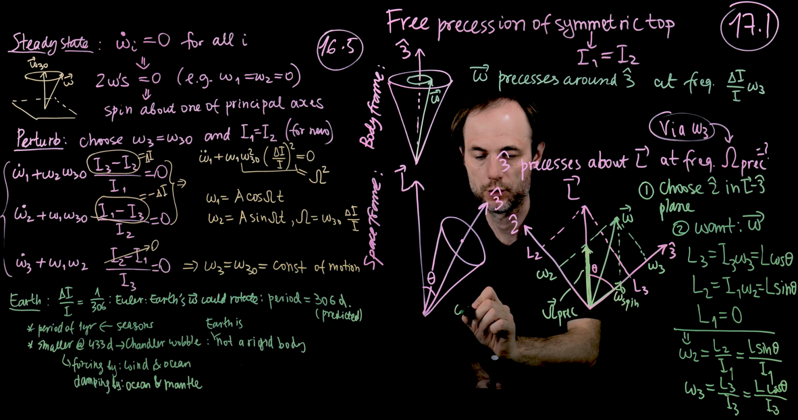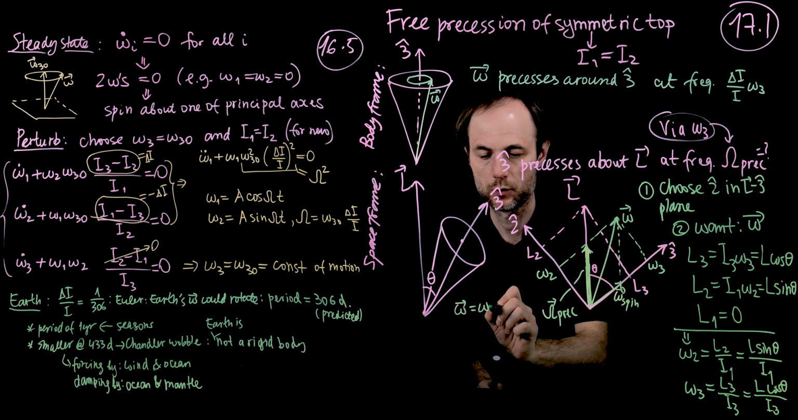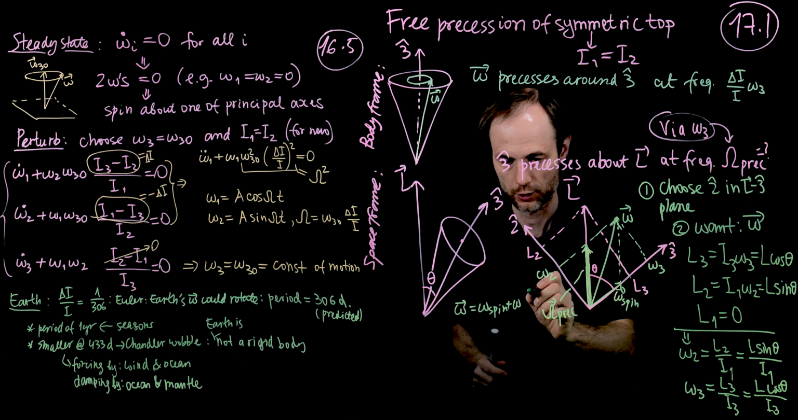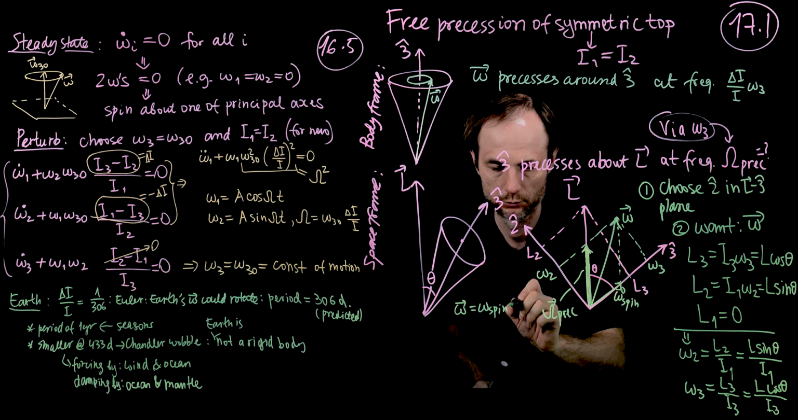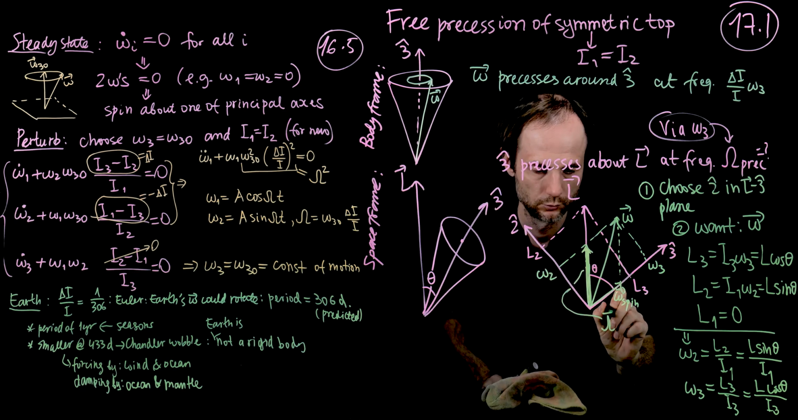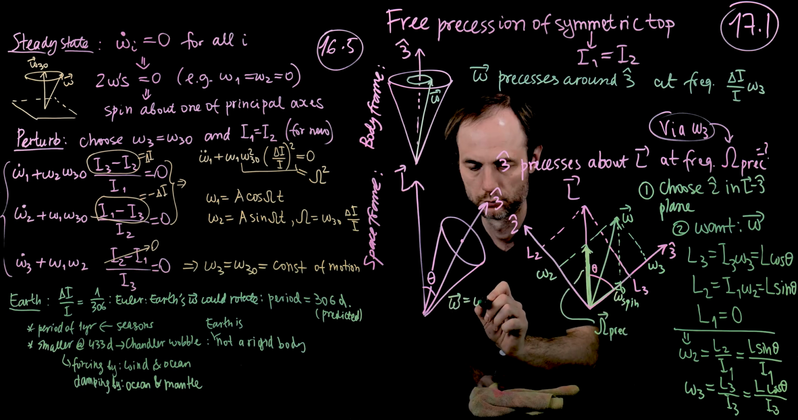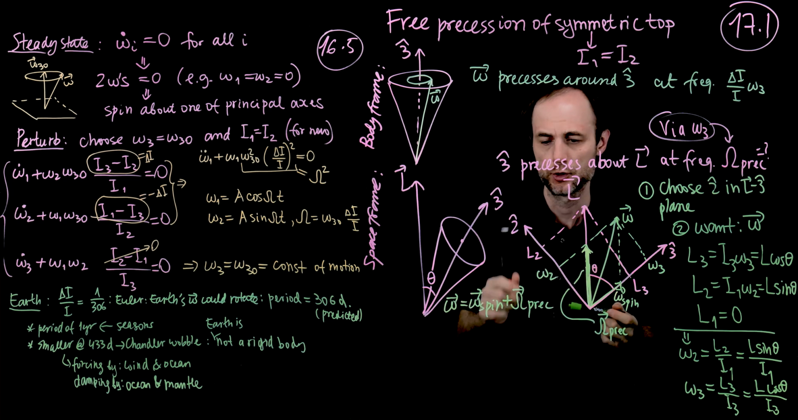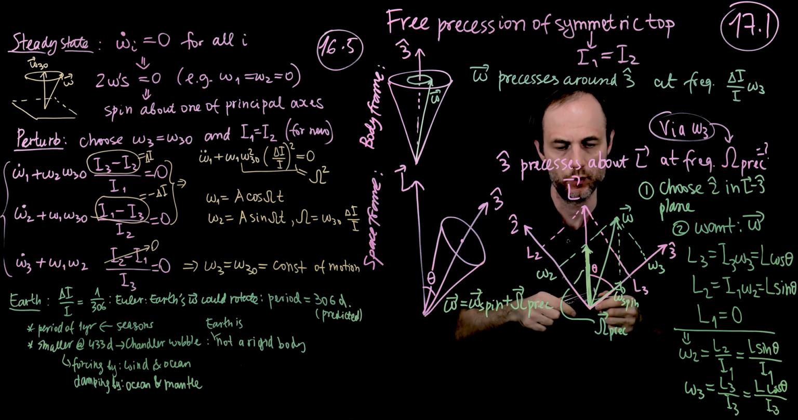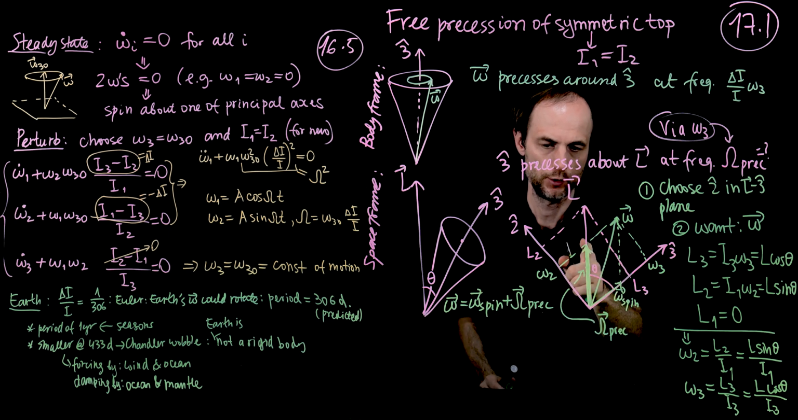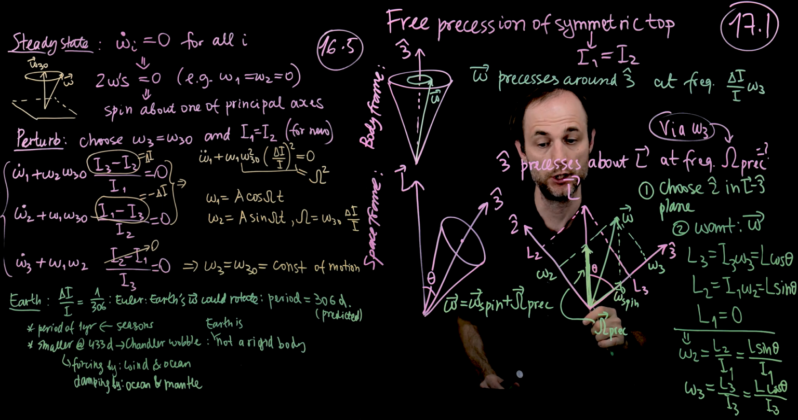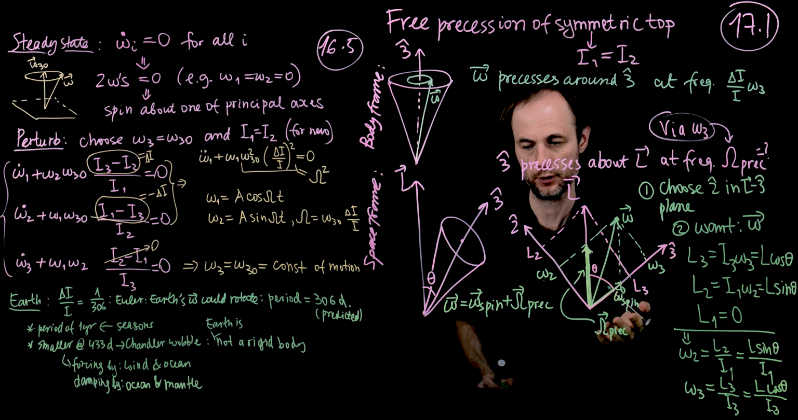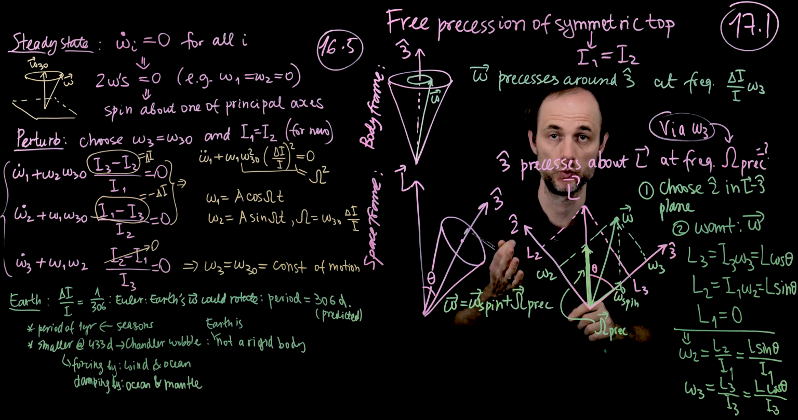So what we're doing is we're saying that omega is equal to omega spin plus omega precession. So now that we know what is what, this is omega precession, that is omega spin, and their sum gives us the total angular frequency vector, as we've explained here.